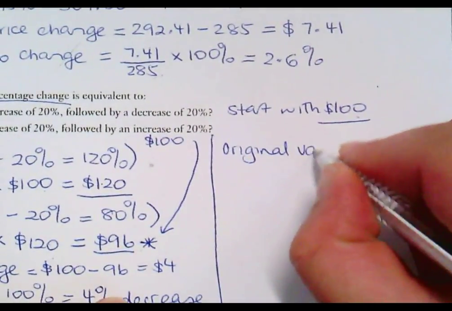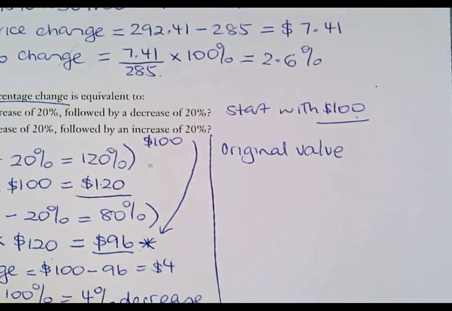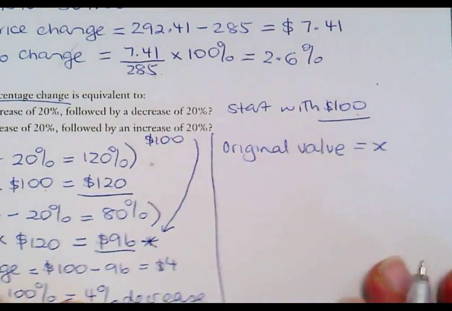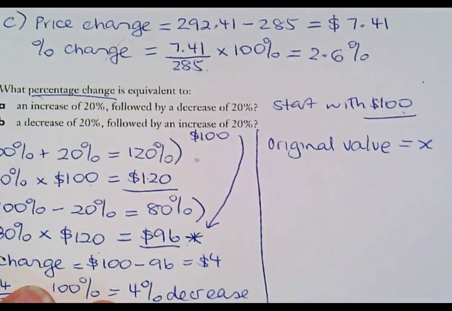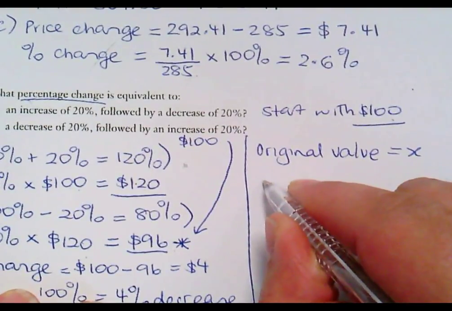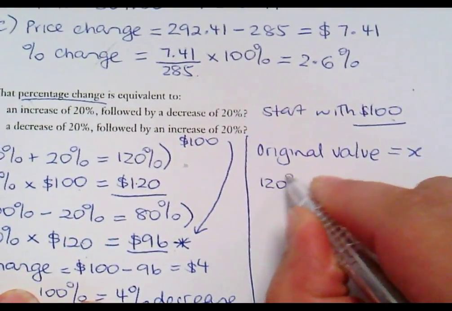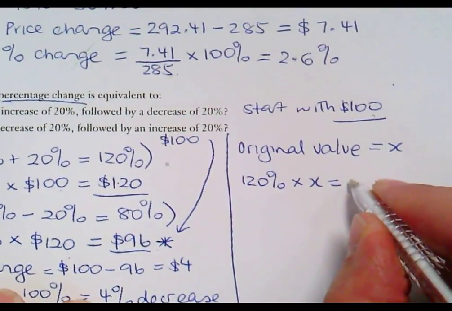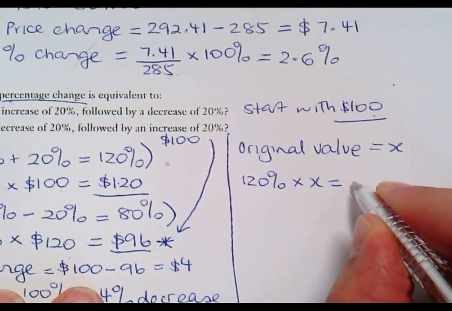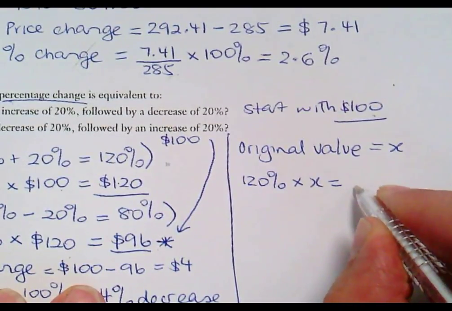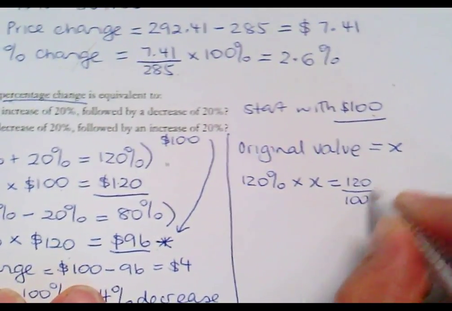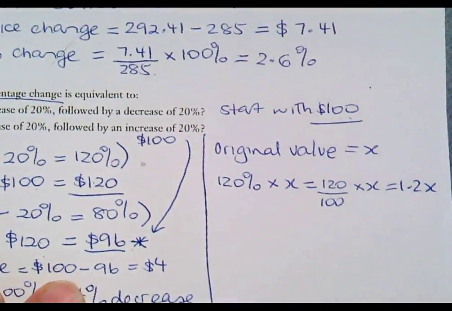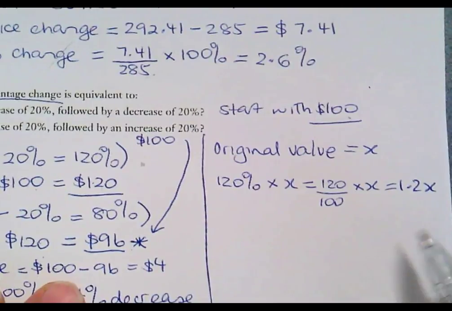So if the original value, if we don't know what something is, we always let it equal x. Now, I want to increase by 20%. You might like this method. If I increase by 20%, don't I do 120% of x? Now, 120% means 120 over 100, which is 1.2. 1.2 times x is 1.2x. Got it? Now, the next part of the question.